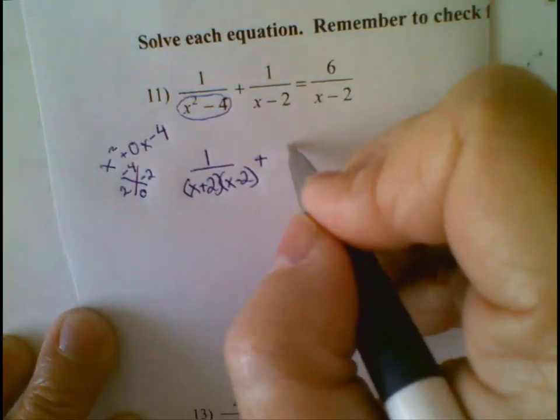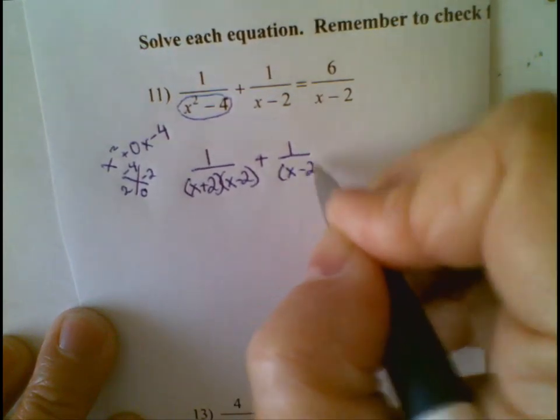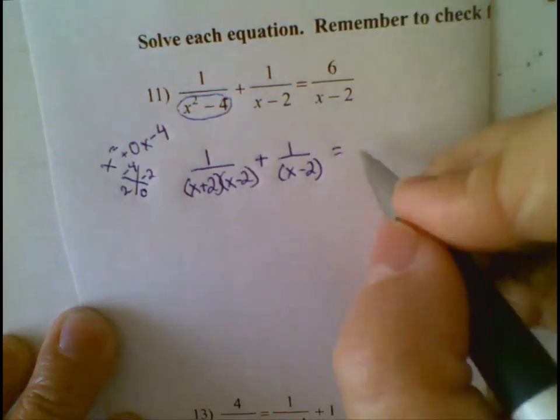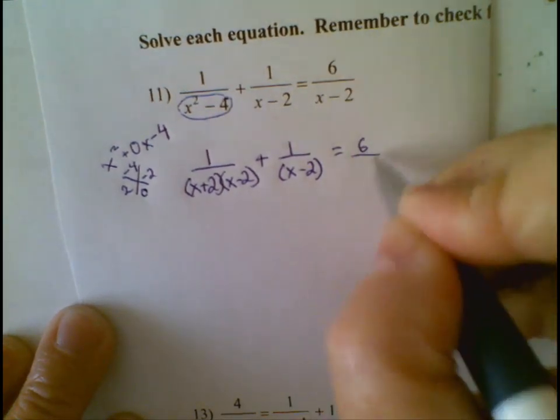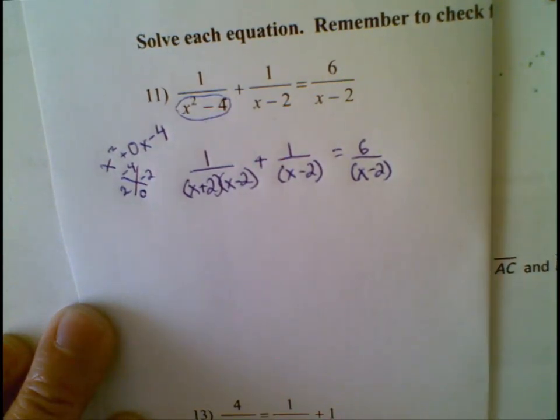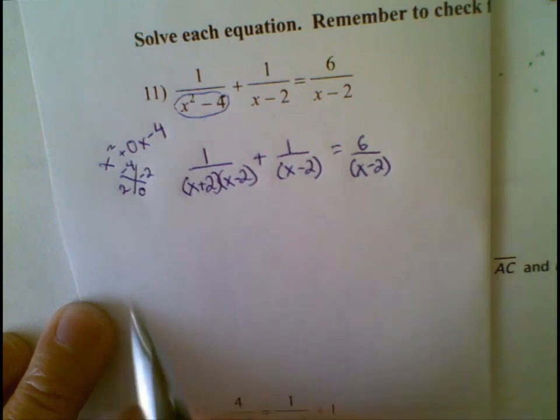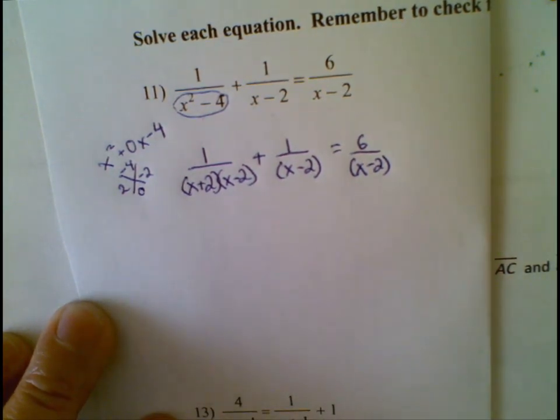Then we have plus 1 over x minus 2. We don't have to change that one. And 6 over x minus 2. All right? So what is our common denominator? Well, it has to include every denominator.